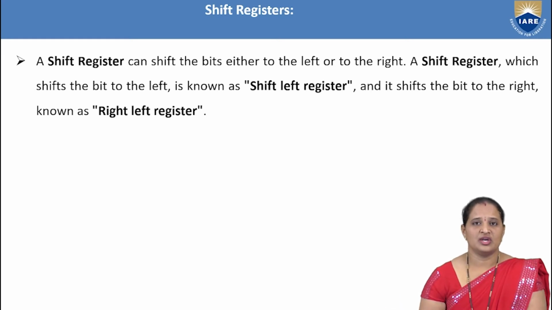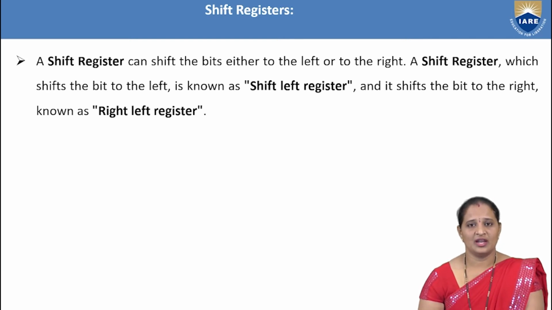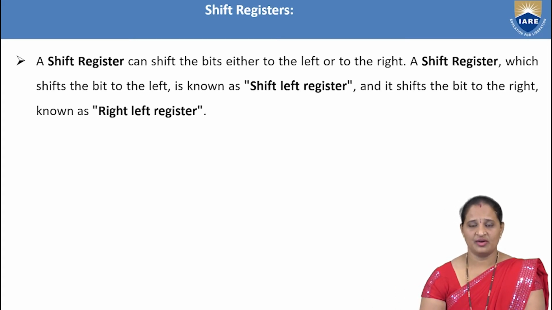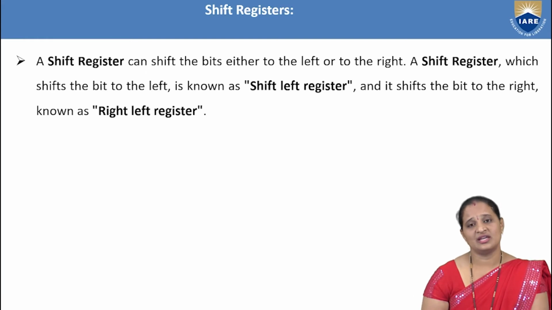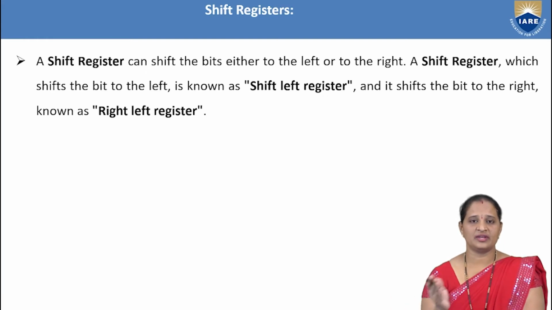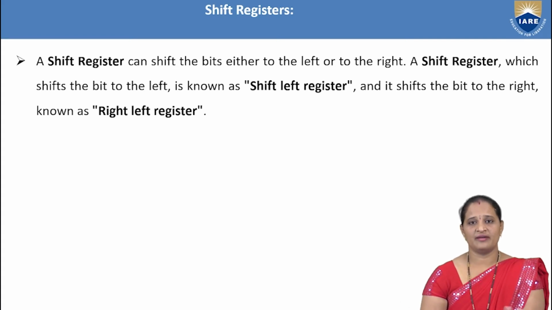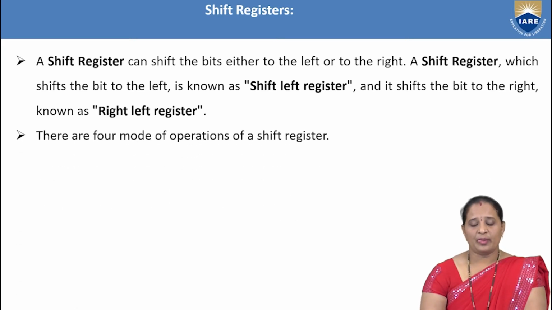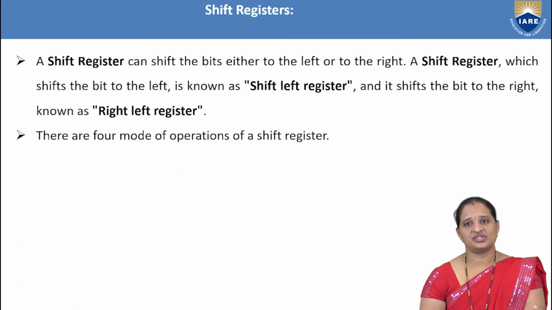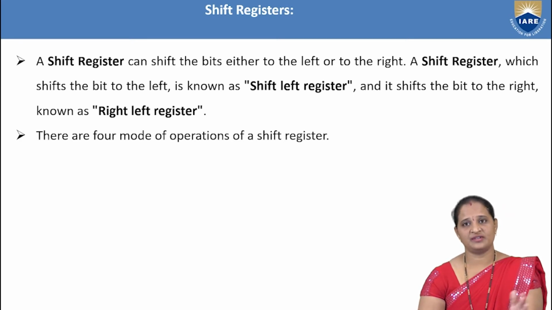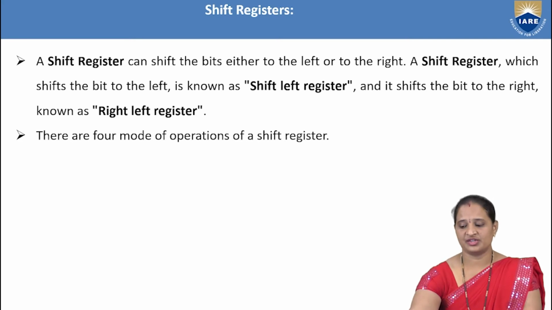So what does it mean? When we are able to shift the data in the register from one flip-flop to the other in the direction from left to right, then it is called a left shift register. If you are moving the data in the right direction, that means from one flip-flop to the other, right to left, then it is called a right shift register. Here, basically, we can shift the data either in the left or in the right direction.